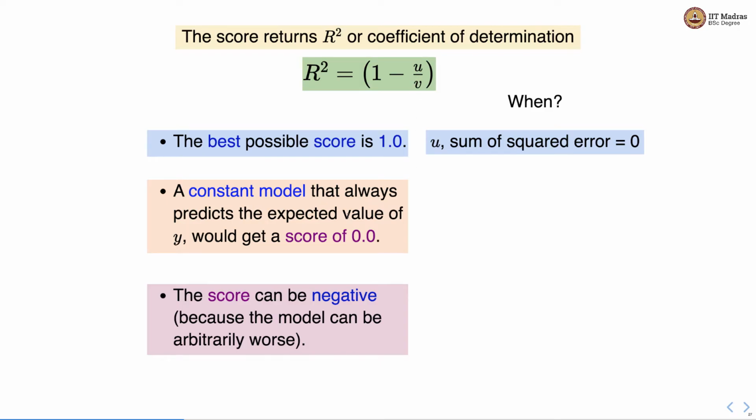A constant model that predicts the expected value of y would get a score of 0, and that would happen when u is exactly like v. This is the total sum of squared error, and this is the residual sum of squared error. This quantity is calculated as the difference between the actual label minus the mean of the predicted labels, and this quantity is calculated as the difference between the predicted label and actual label, and then we square it up. So when the predicted label is exactly equal to the mean of all predicted labels, we get into a situation where u will be exactly equal to v. And when that happens, this quantity becomes 1, and 1 minus 1 becomes 0, so R square returns the value of 0. And if the model is arbitrarily worse, u is expected to be greater than v, and then the score can become negative.